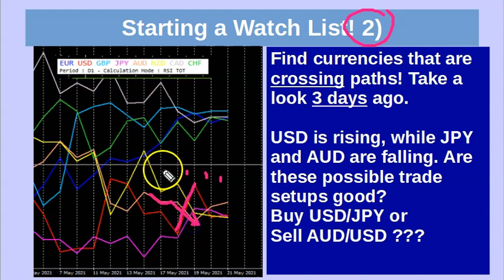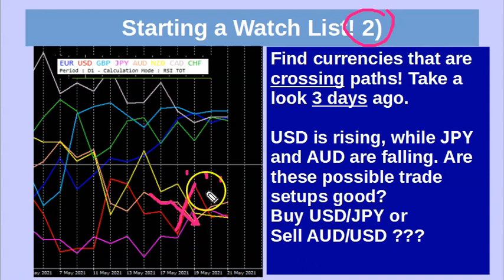And then right here is the Japanese yen, and it also crossed. The Japanese yen did not cross the path. So that's a possible reason why the trade did not work out. But anyways, I did mention buy USD Japanese yen, and that was an actual signal I sent out.